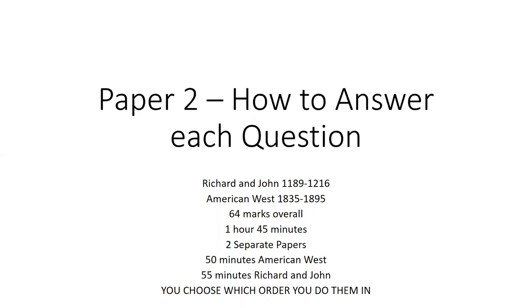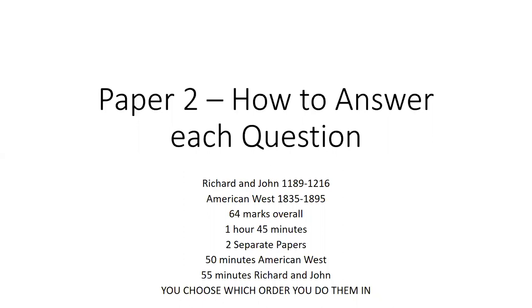So paper 2 is the Richard and John paper and the American West paper. Now this is probably one of the more demanding papers because you have to do 2 different time periods in one exam. So you've got to remember a lot of information. They're worth 20% each. Now they're worth 64 marks overall, so 32 marks each. It's a 1 hour and 45-minute paper with 2 separate exam papers.